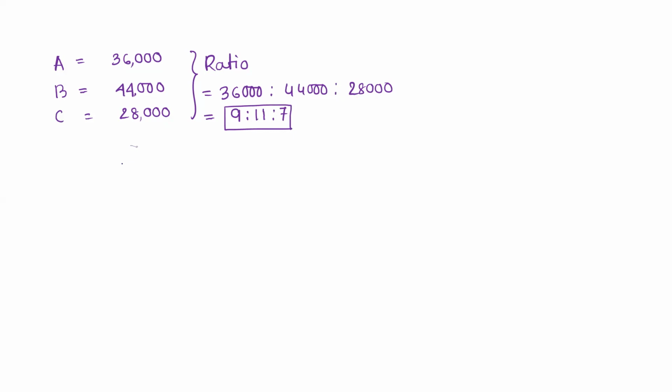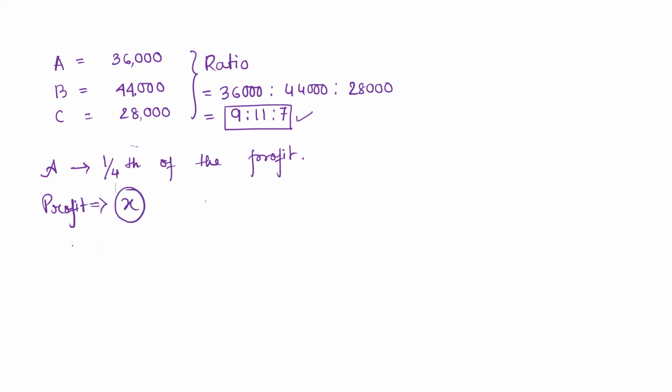Next, see, Aman or A gets 1/4 of the profit. Clear? The remaining is being divided amongst the three in this ratio. Okay, so we will assume the profit to be X.